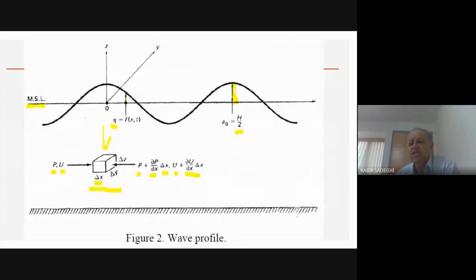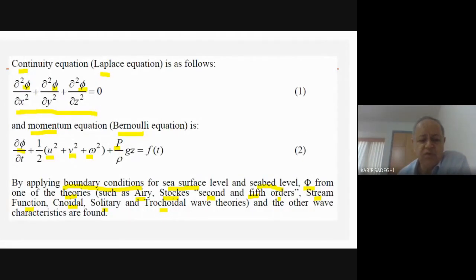And we saw two basic equations, and you easily saw the profile of the wave progressing to the shore. All the motion of the sea depends on two parameters: pressure and velocity. If we know those and their changes, we can see all the movement of the sea water and wave conditions. Here we saw the main two basic equations that we applied: the continuity equation and momentum equations, that is the Laplace equation and the Bernoulli equation.